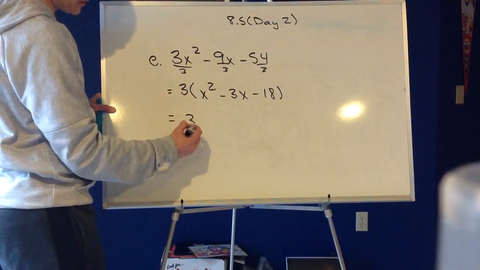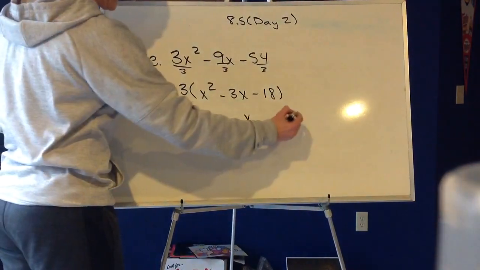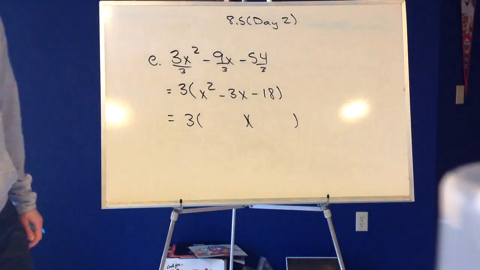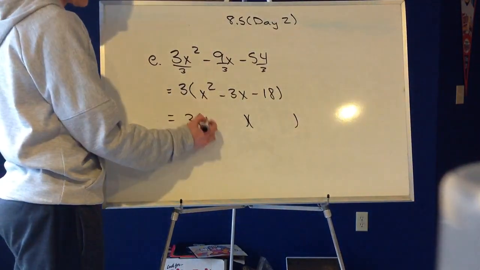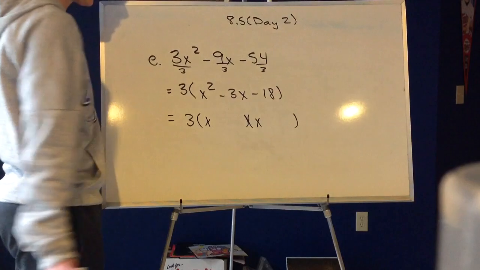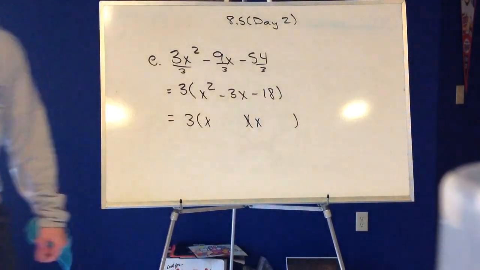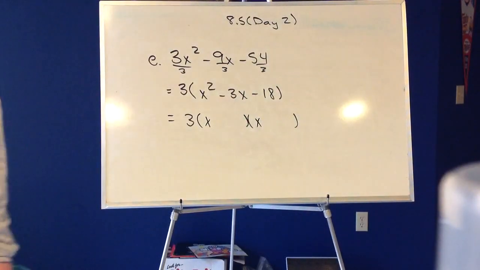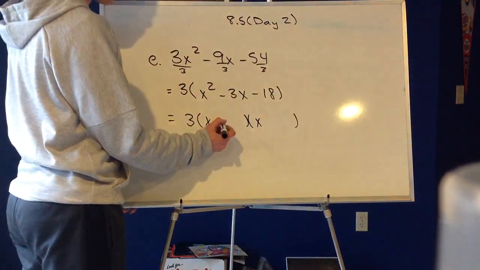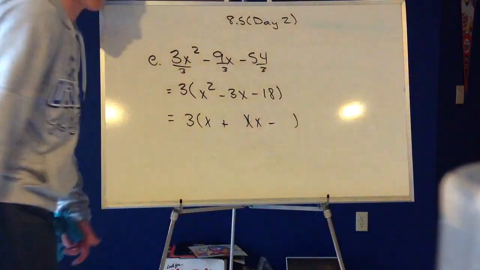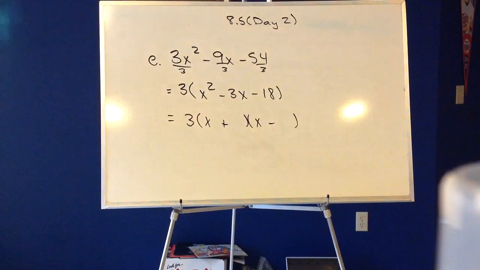Okay, so then the 3 stays on the outside, and we'll just factor the rest of it as normal. I have an x squared, so that tells me I'm going to have an x and an x. Last sign's negative. Anytime the last sign is negative, that means you're going to have one of each. Doesn't matter which one you write down first, but you're going to have a positive and a negative. So we need factors of negative 18 that will give us a negative 3.